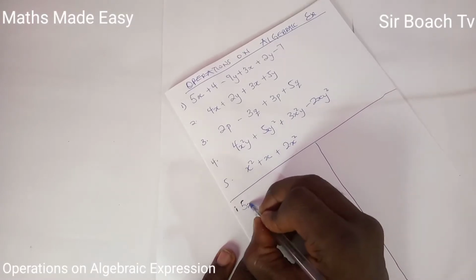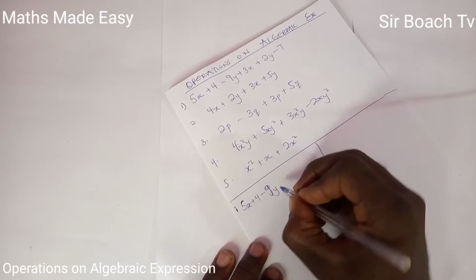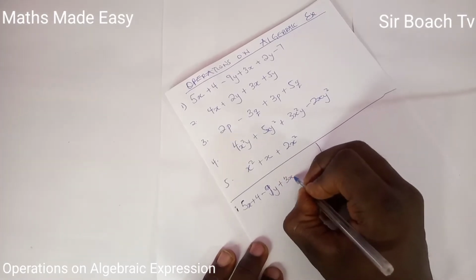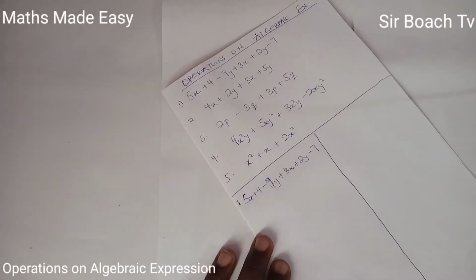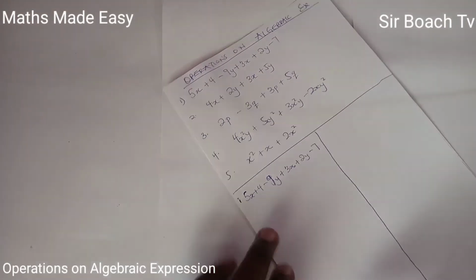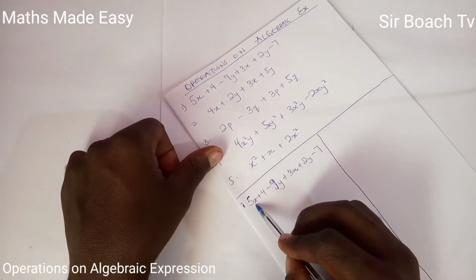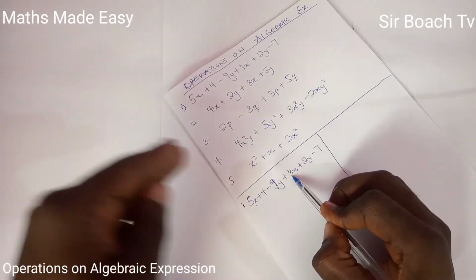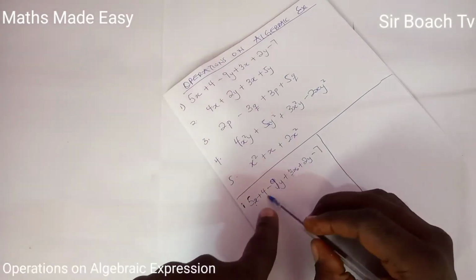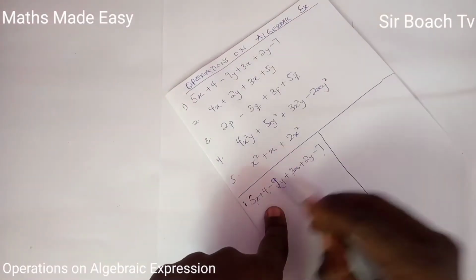We have 5x plus 4 minus 9y plus 3x plus 2y minus 7. Now we have something we call grouping of like terms. The ones that look like itself, we'll bring them together. We can see 5x over here, and we have another 3x over here. So we can bring the ones with the x's together. We have 4 here, we have 7 here. They are real numbers, so we can bring the numbers together.